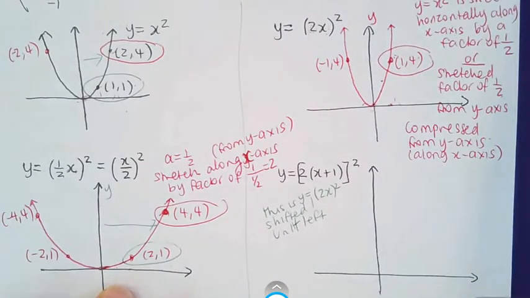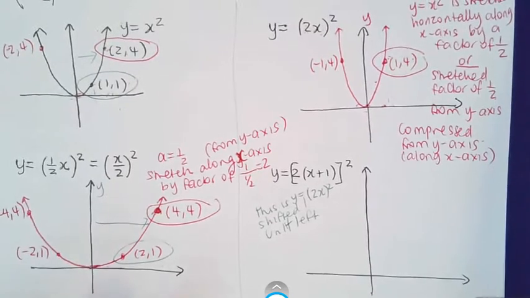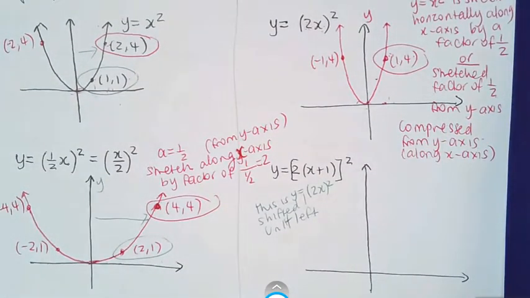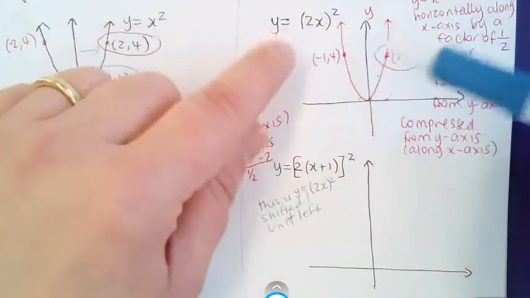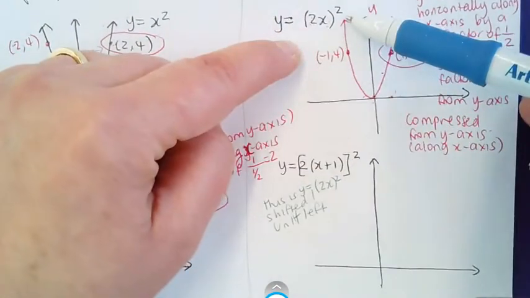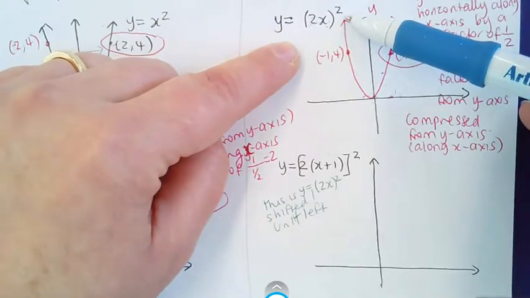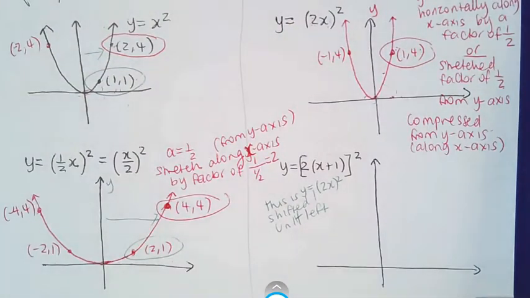1 unit left. No up and down. It's not shifted up and down. I'd have to put plus 1 on the end to be shifted up and down. It's just have to be right next to it. It's this one. So guys, this is that shifted 1 unit left. Yes, it is. As if you're not sure.